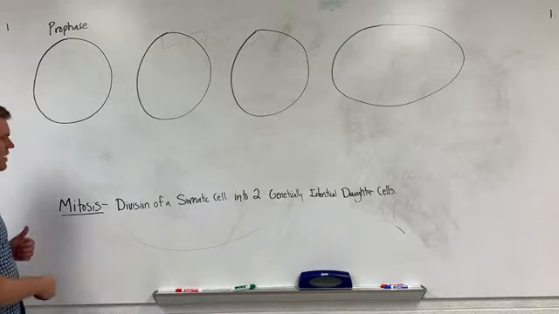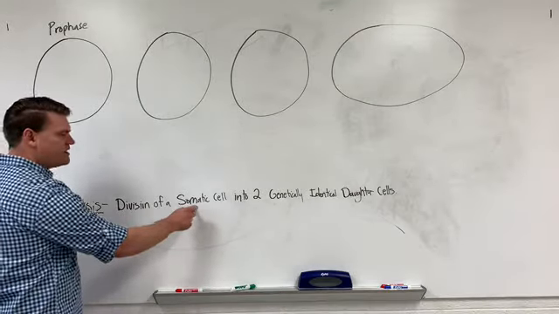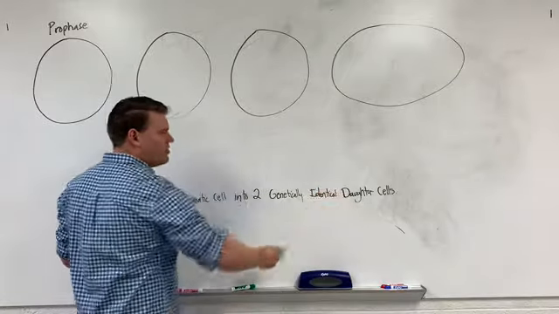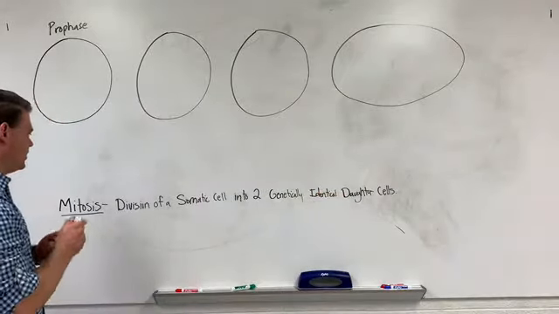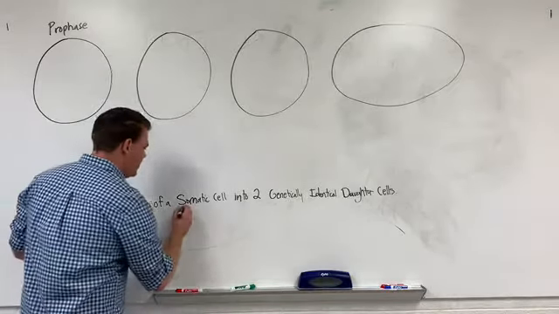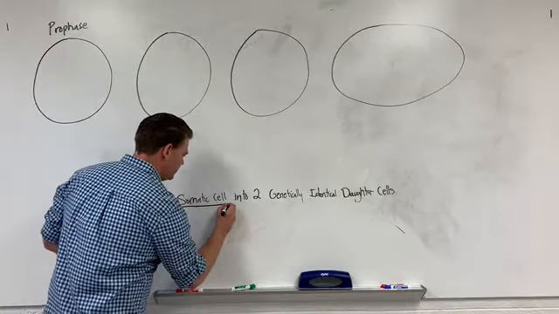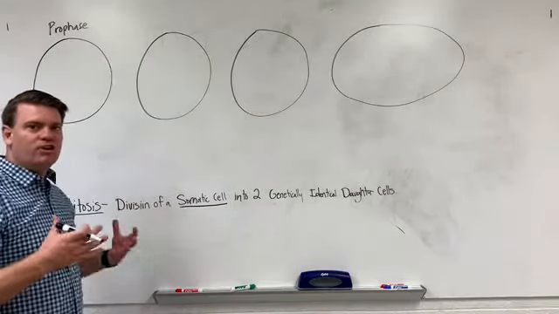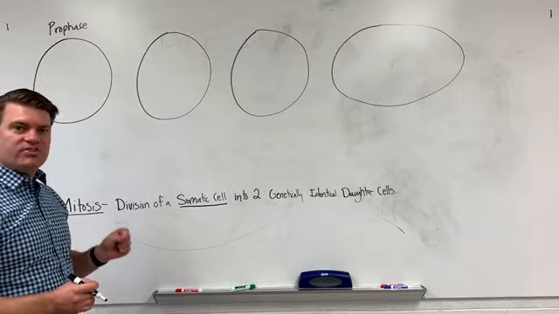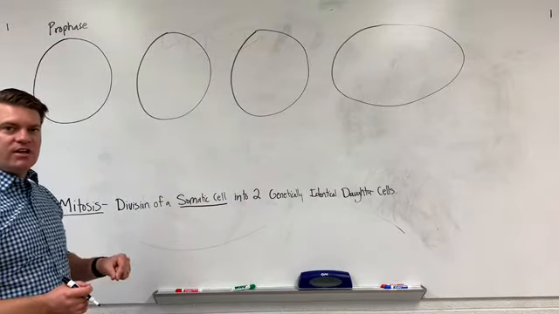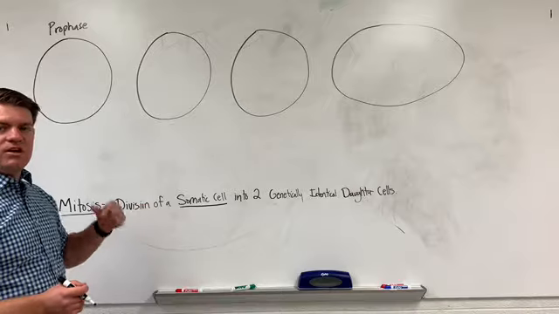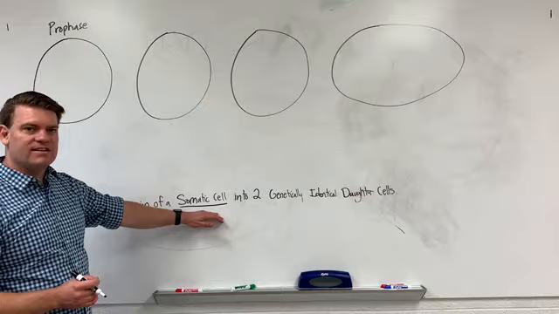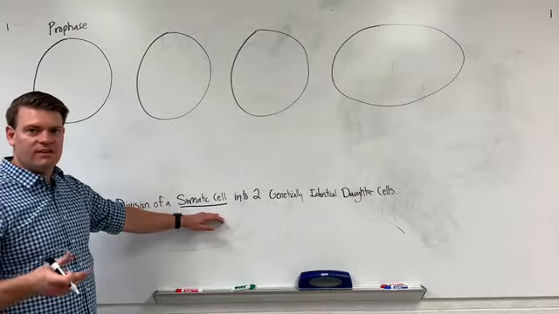And our definition for mitosis is the division of a somatic cell into two genetically identical daughter cells. So let's break this down here really quick. First we need to know, what is a somatic cell? A somatic cell is literally any cell in your body except for your sex cells. And your sex cells are going to go through meiosis, which we're going to talk about later. So the division of a somatic cell, so pretty much any cell in your body except for sex cells.